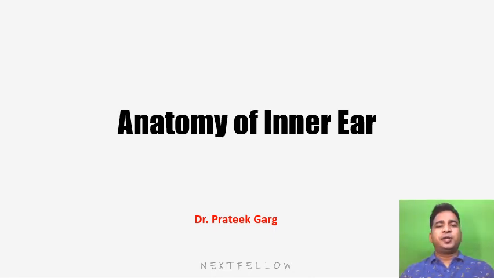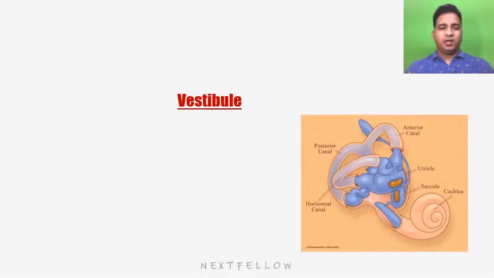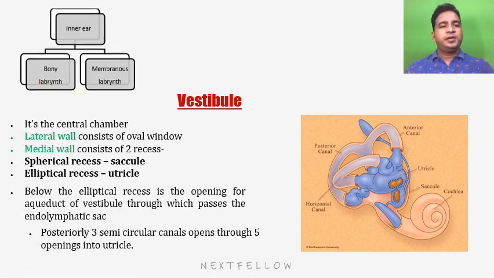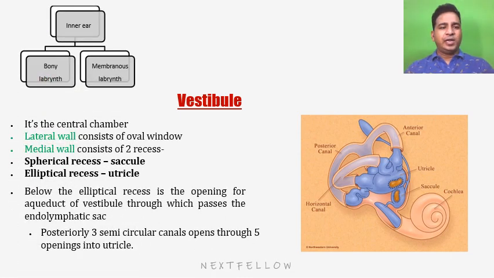Today we will discuss the anatomy of the inner ear. We all know the inner ear is the innermost part of the hearing system or ear. So the inner ear consists of two parts. First one is the bony part and then comes the membranous part. So our inner ear consists of bony labyrinth and membranous labyrinth.